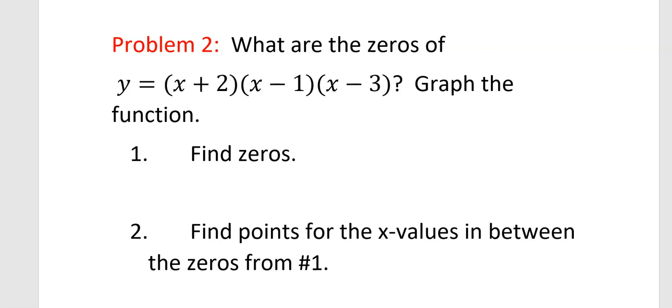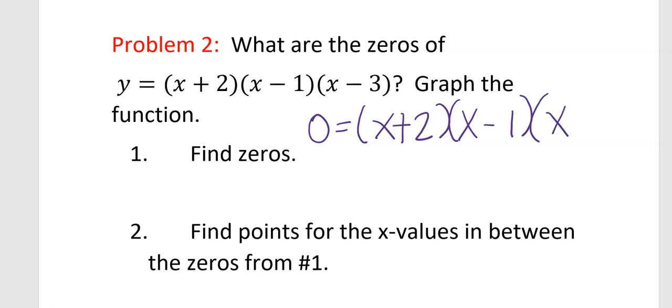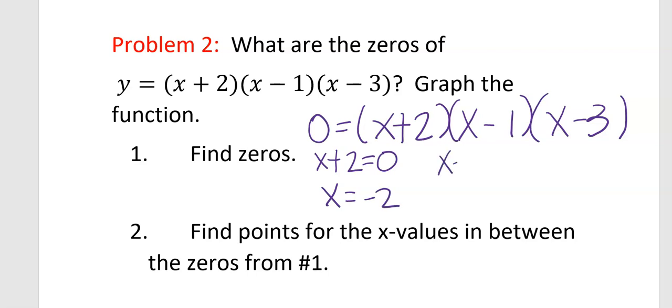Once we have it factored, we want to know what the zeros are, and all you really have to do is change the y equals to a 0 equals. And then set each part equal to 0. So x plus 2 equals 0, that would give you x equals negative 2. x minus 1 equals 0 gives you x equals 1. x minus 3 equals 0, x equals 3.